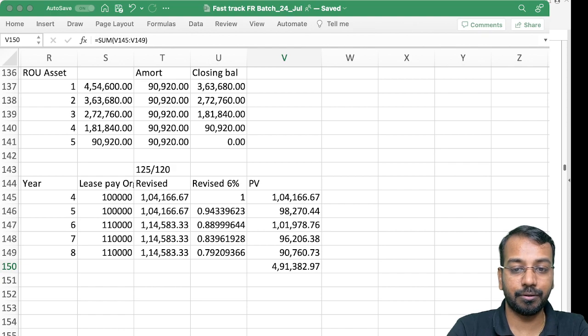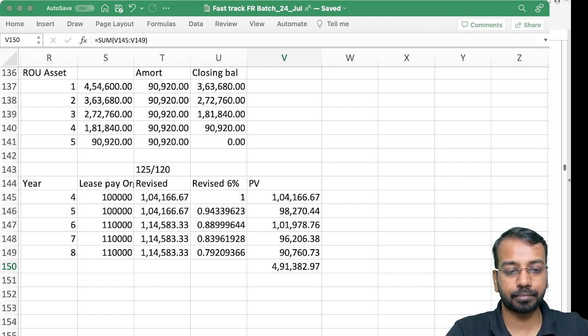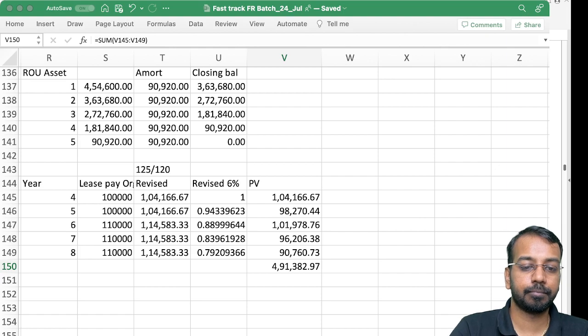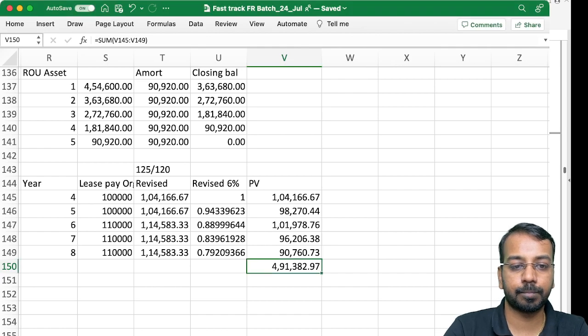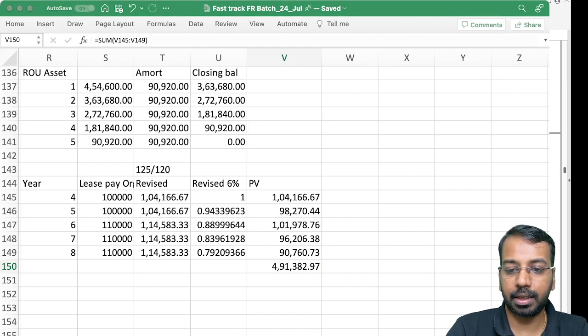Are we clear? Any question so far? Now we use the revised discount rate because we know that the option to extend will be exercised, and hence we are using the revised discount rate. Everybody clear? Very good.